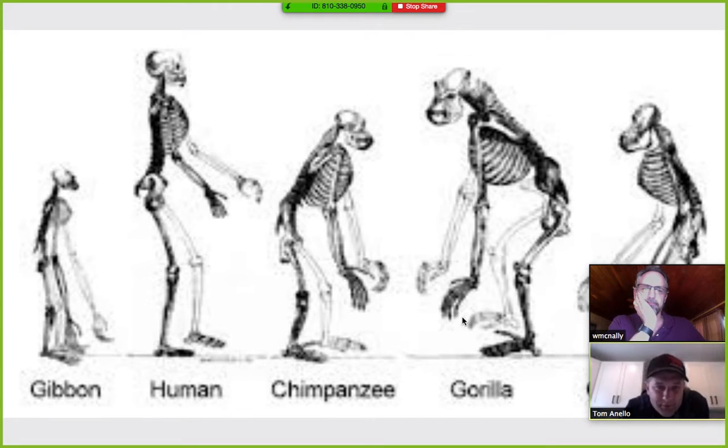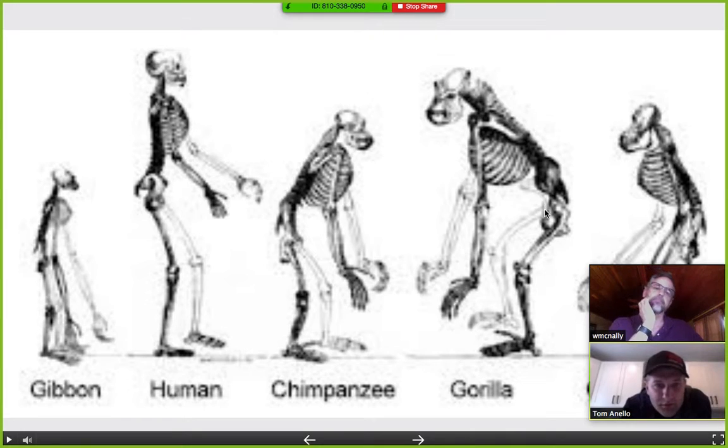and it makes sense because our DNA is almost 99% similar to a chimpanzee's. It's about 98% similar to a gorilla's.